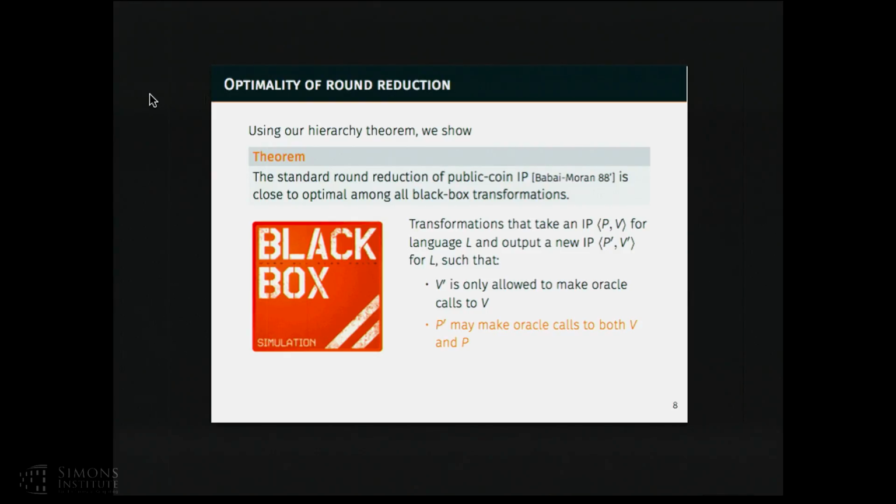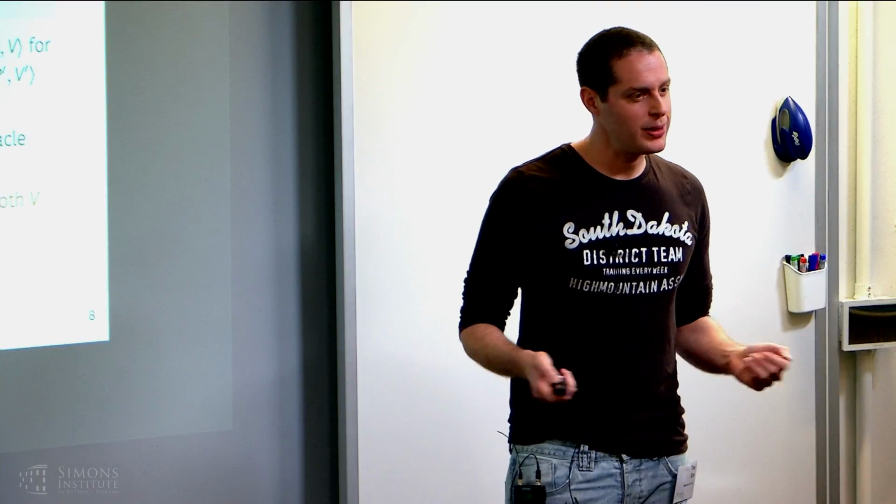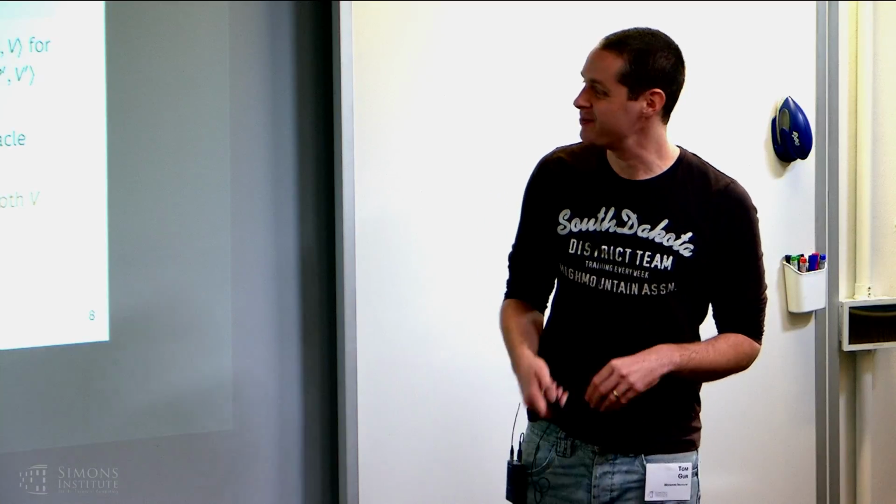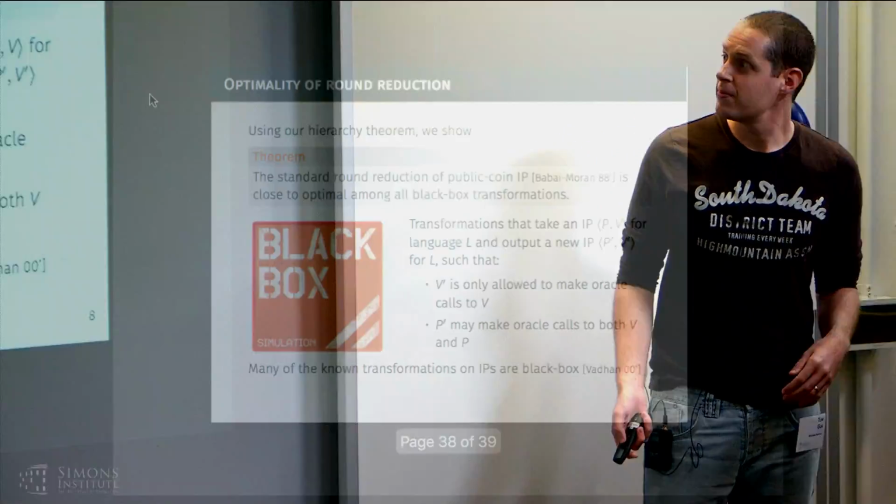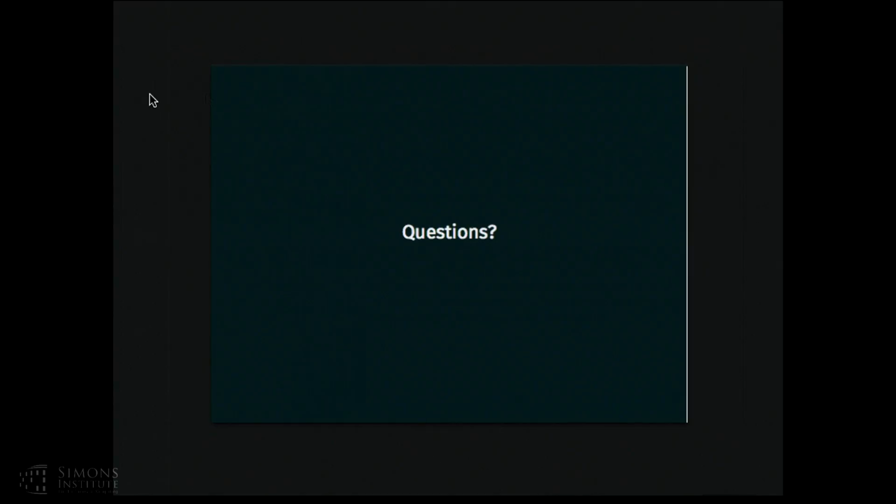And the last application that we have, I'll just say a sentence about it, is that we show that there is some profound connection to the algebrization framework of Aaronson and Wigderson, which shows barriers to proving certain problems in complexity theory. And I'd be happy to tell you about it more in the poster session. So that's it. Thank you.